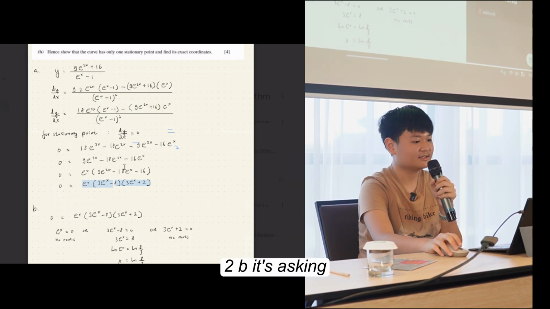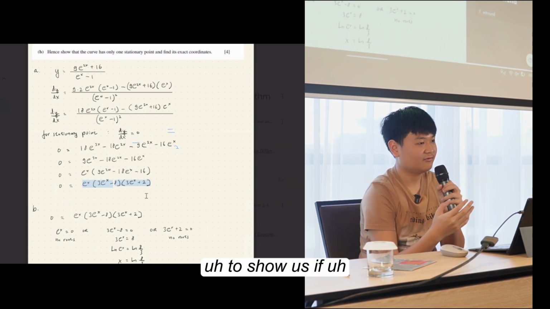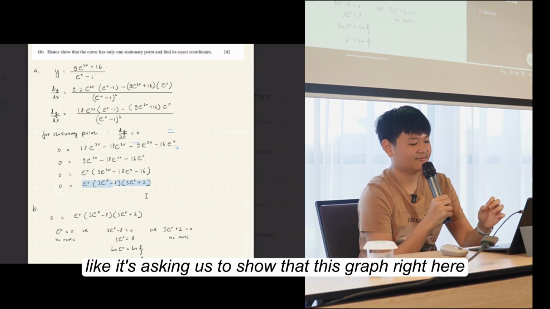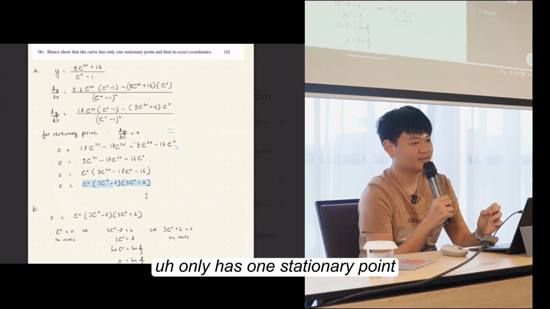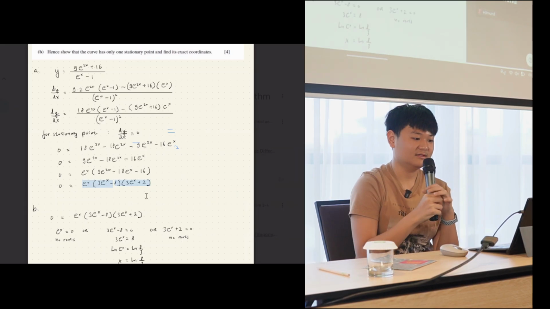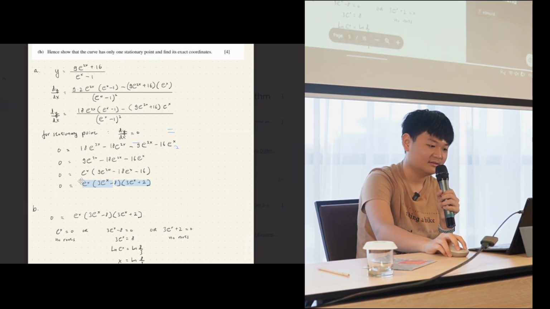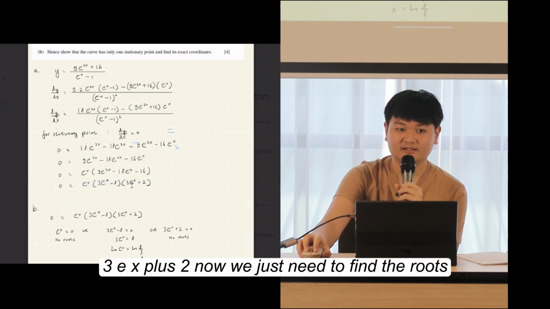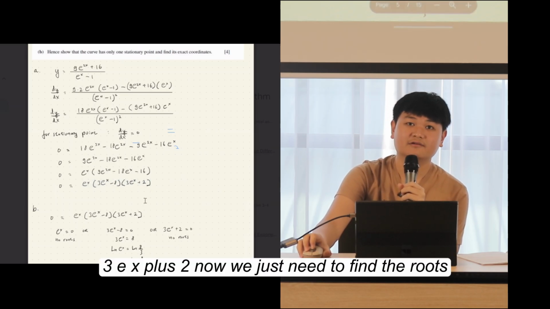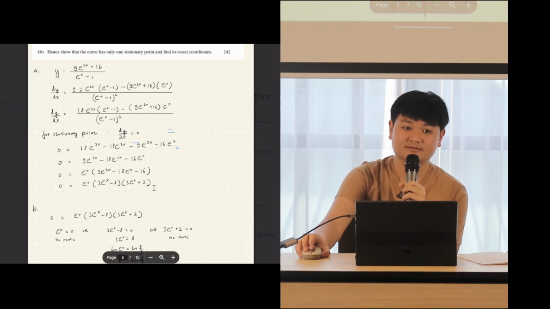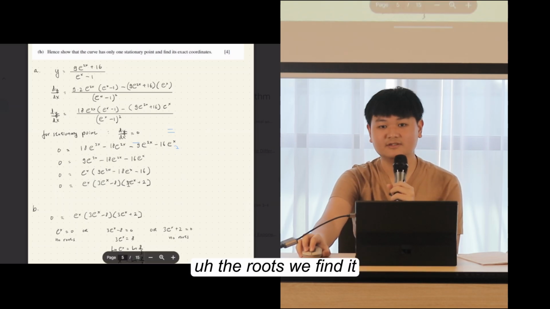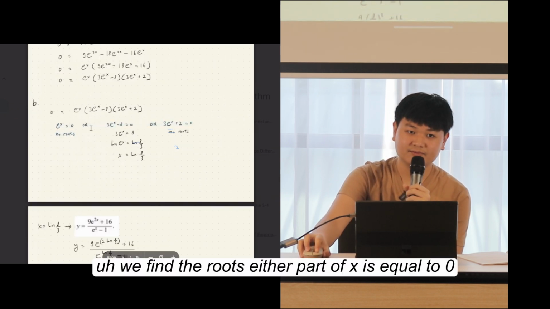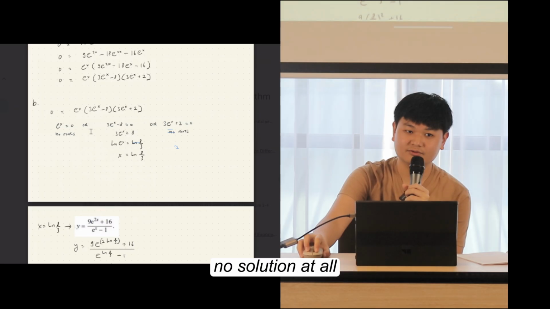1B is asking us to show that this graph right here only has one stationary point. To do that, we have the factors right here, right? You have e^x, 3e^x - 8, 3e^x + 2. Now we just need to find the roots. We find the roots. e to the power of x is equal to 0. That's a non-existent solution, no solution at all.